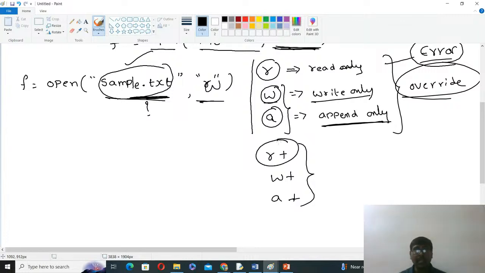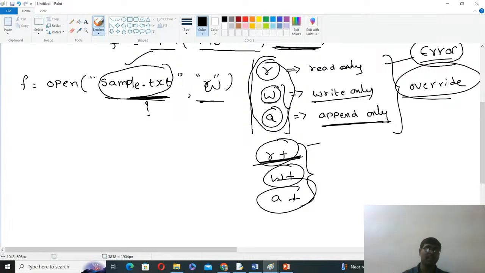Suppose R plus, it performs both read and write operation. If the file does not exist, it gives an error. If the file exists, you can perform read operation and write operation. W, I think you got the difference. R plus means if the file does not exist, even though it is read and write, it gives an error. W plus, if the file does not exist, creates the file, performs read and write. You know the write logic: write logic is overwrite the data. A plus means if the file does not exist, create a new one, or else if the file exists, read the data and append the data. In most scenarios, we prefer to use this one. To avoid any confusion, we use this one: R, W, A.